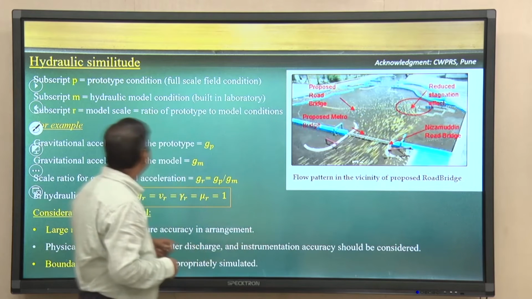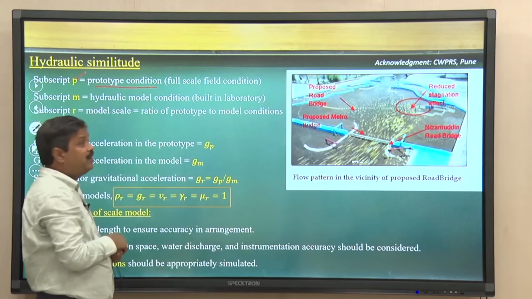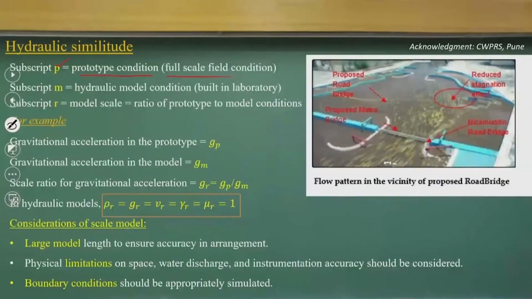That is the reason prototype conditions are given a subscript P, which is the full-scale, field conditions. M is the hydraulic model conditions, built in the laboratory. The ratio between the model scale, the ratio between the model and the prototype, means that for any parameter like length, the length of the prototype divided by the length of the model will give the length ratio.